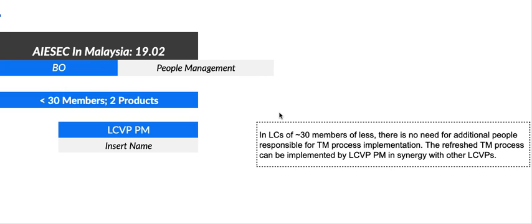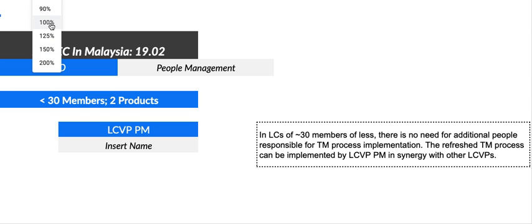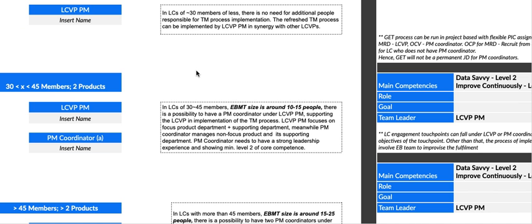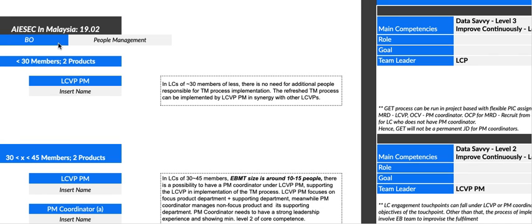Hi everyone, in this video I'm going to explain a bit about how the structure for people management should look. If you look at the general overview of the structure, you can see how it's being categorized. Instead of doing it like products, we have separate tiers.